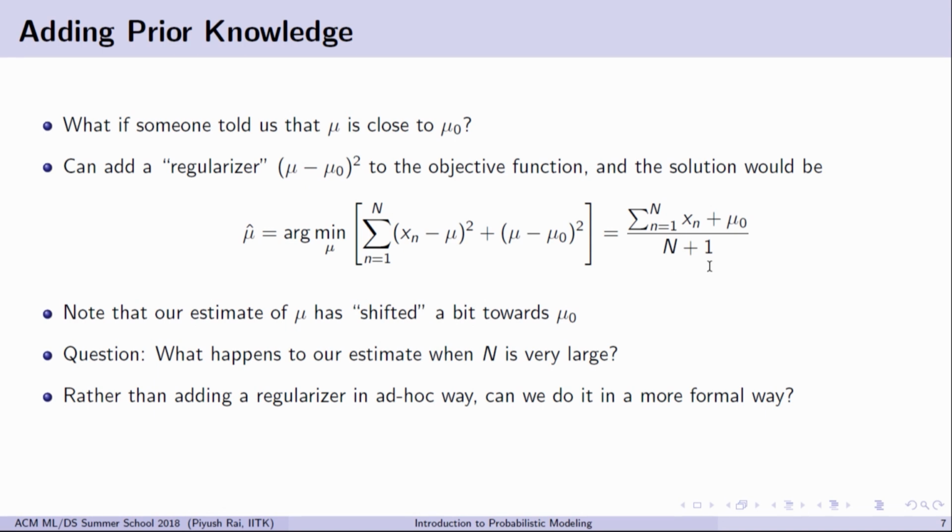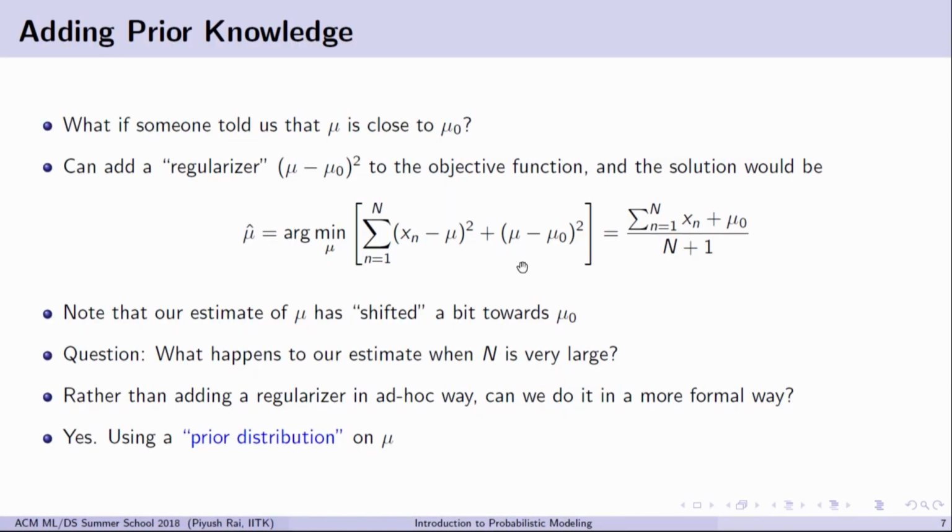Now, can we do this again in a more principled or probabilistic way? Can we add this regularizer in a more proper sense, rather than just saying, well, let's use mu minus mu 0 as our regularizer? Can we do this in a more formal way?